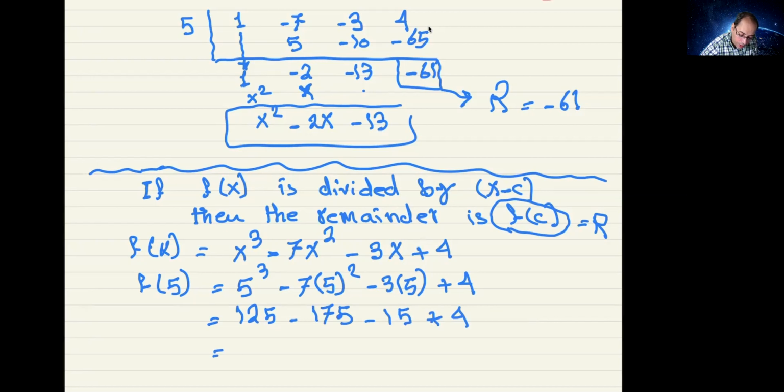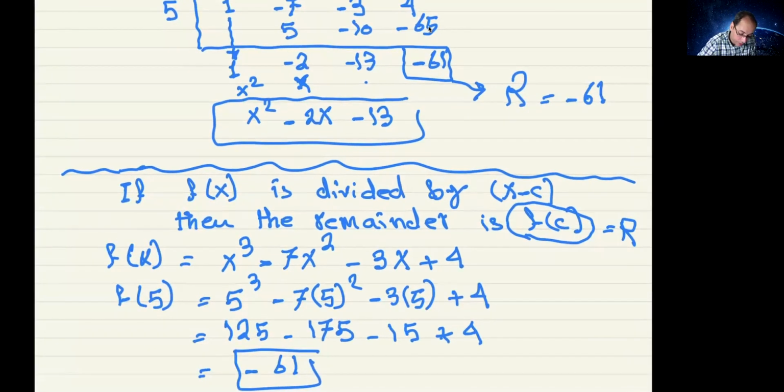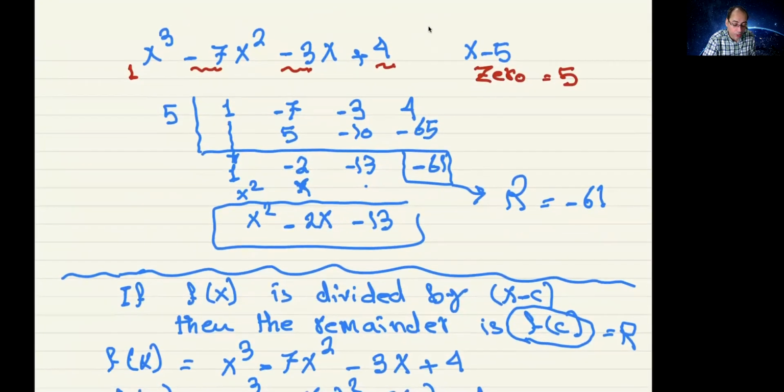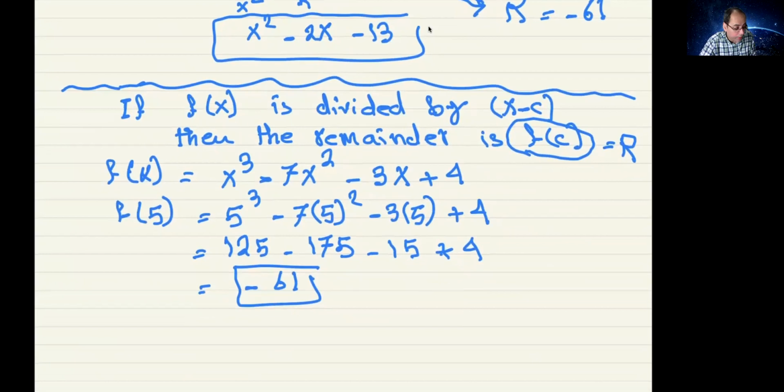Okay, 175 negative and 125 positive, so that gives me negative 50, and negative 15 is negative 65, plus 4 is negative 61. So this is negative 61, the same as the remainder that I got from the synthetic division. And it is also the same as the one that I got from the long division.